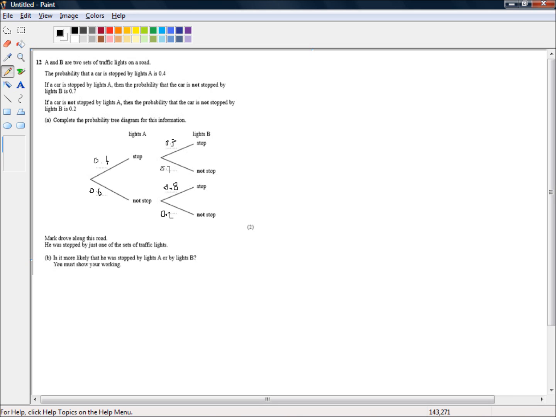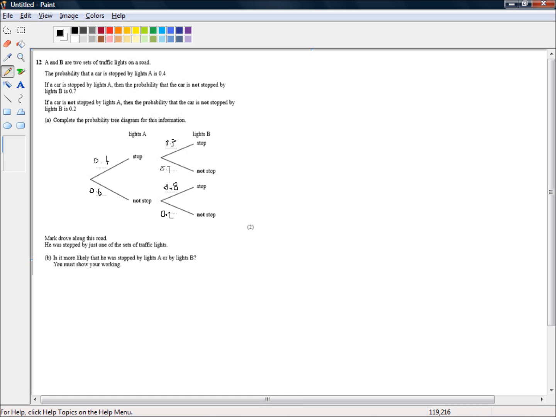But that's not what the examiners want. For one thing, it's too easy. For another thing, I did actually take a sneaky peek at one of my previous videos, just to make sure that I was getting it right. And in that video, I'd looked at the marking scheme, and I know that that's not what the examiners meant. So, given that this is badly worded, what they're actually wanting us to do is to calculate the probability that he was stopped by only one of the sets of lights and figure out which probability is the higher. So we can start off with looking at the leaves of this tree.